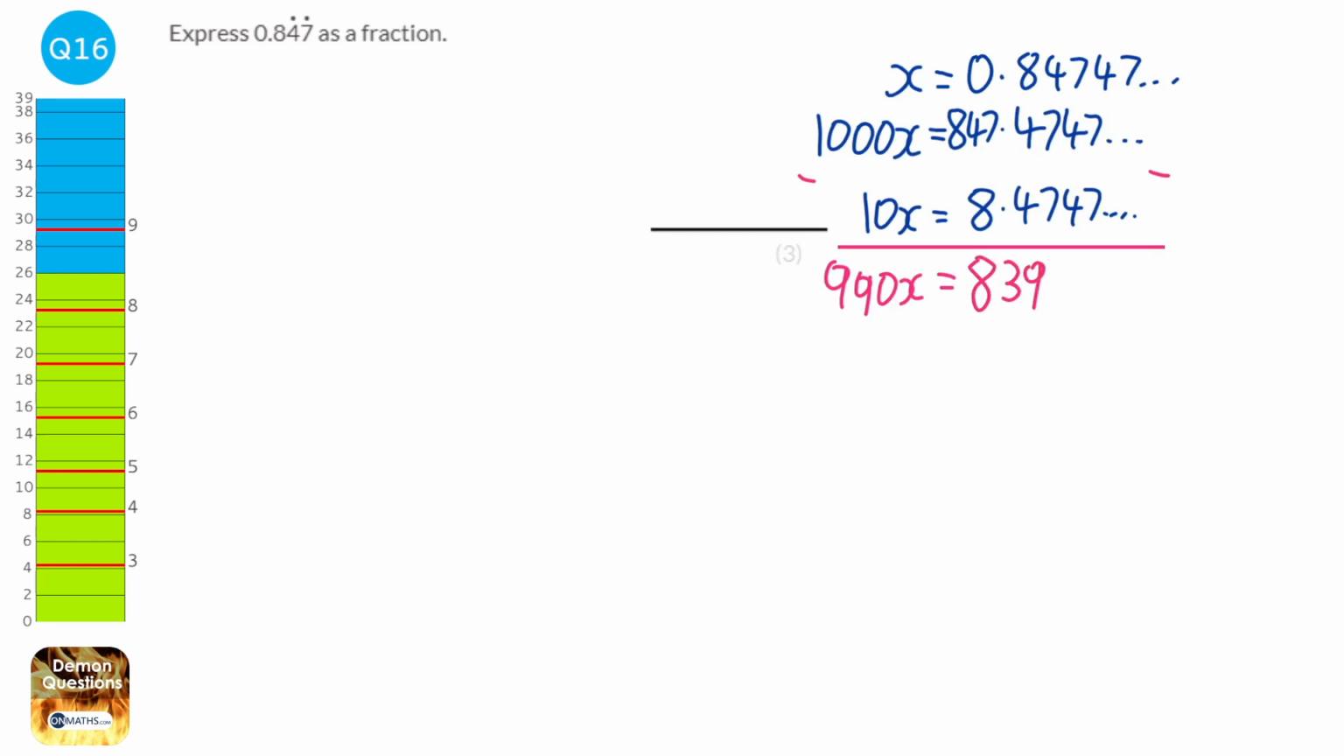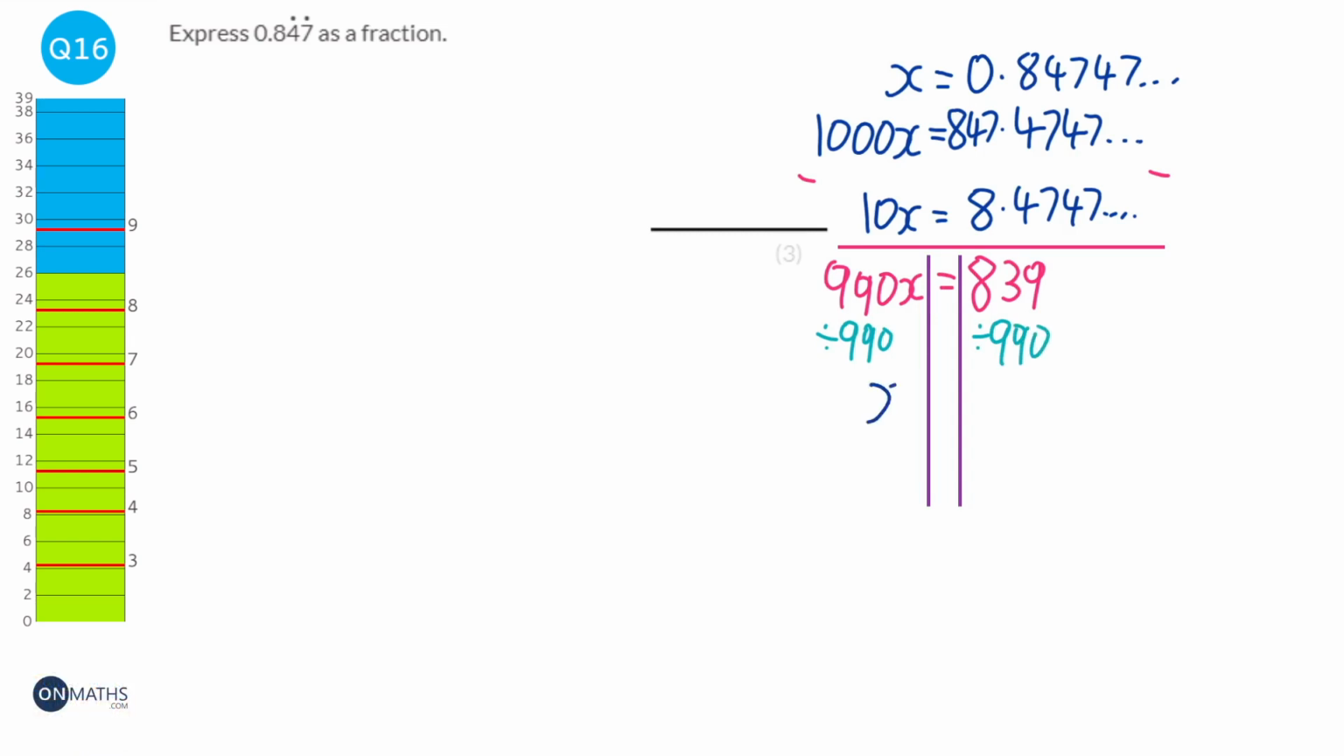And now I'm just going to put my lines in. And so what I'm going to do now is just divide both sides by 990. And so on the left hand side we've got x, and on the right hand side we have 839 divided by or over 990.